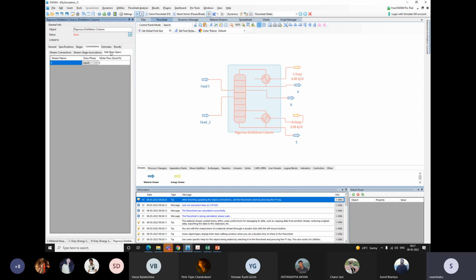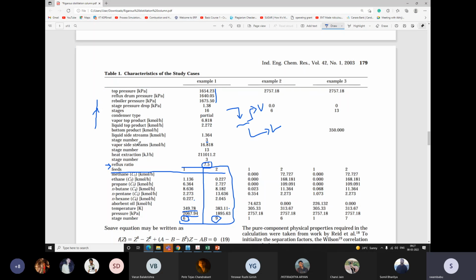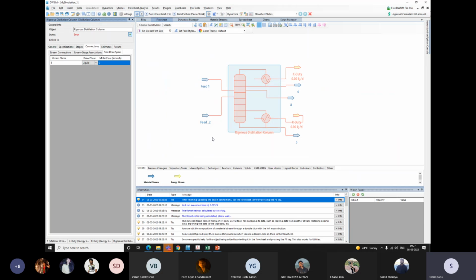Now, side specifications. How much liquid do you want to withdraw? Because we are saying that we are taking out a side stream, and we need to say how much liquid we want to take out. The amount of liquid we want to take out is 1.364. I just entered this number.